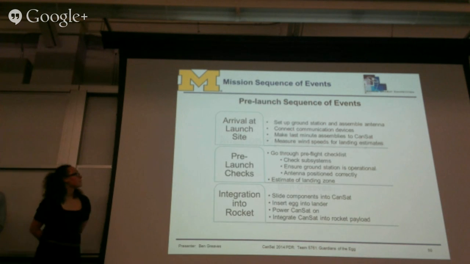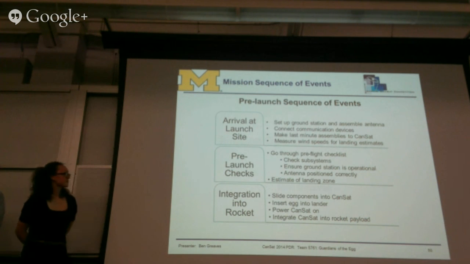Colin mentioned a couple of these earlier, but just to go into a little bit more detail, after you arrive in the great state of Texas, we'll set up the ground station and assemble the antenna. Make sure that all the communication devices are working and that we have last minute assembly with the CanSat. Moving on to pre-launch checks, obviously we have to make sure that all the subsystems are working properly and the antenna is positioned correctly. The ground station is operational. And then obviously estimate our landing zone.